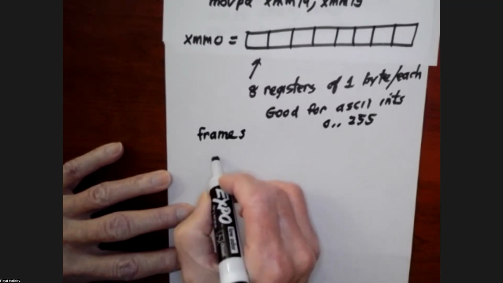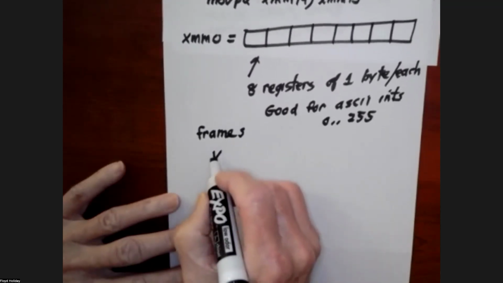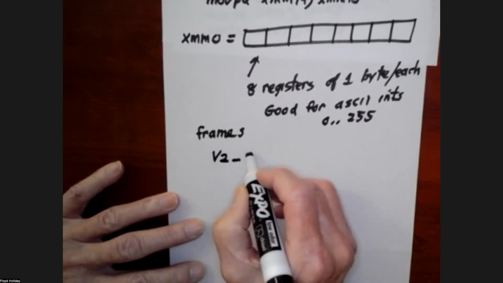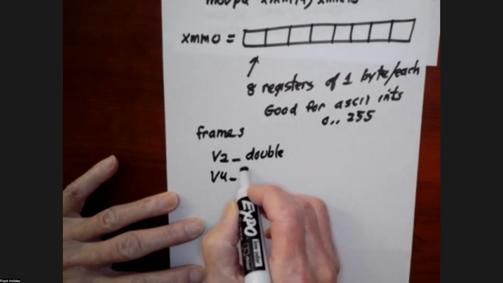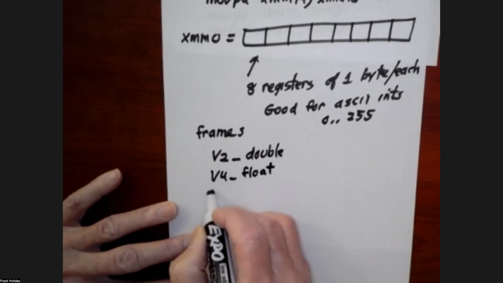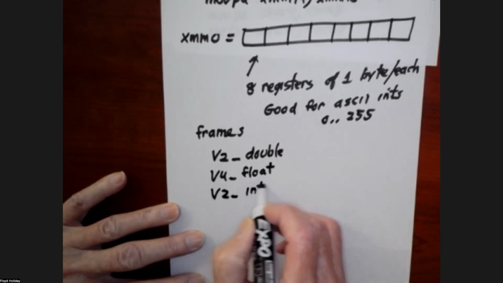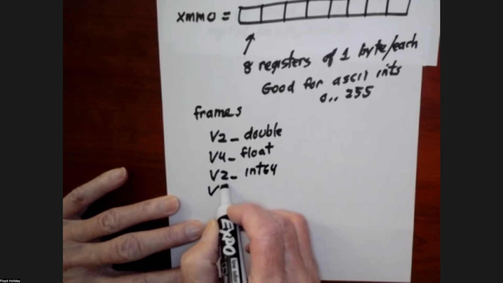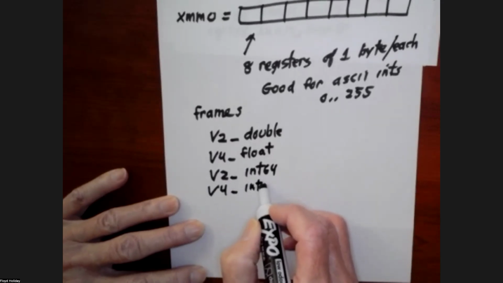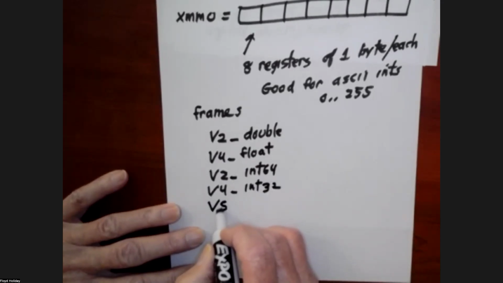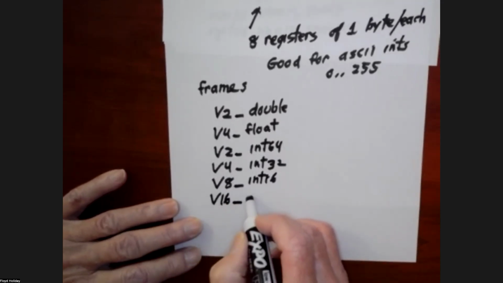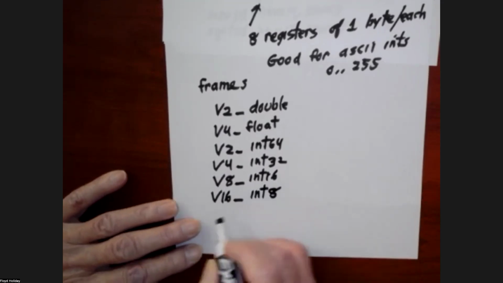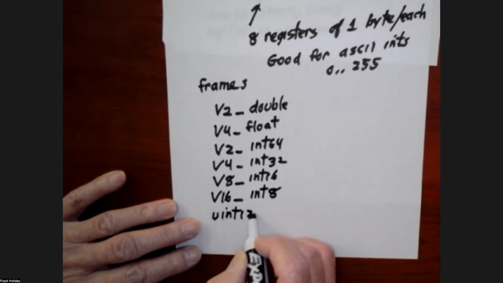Frames. These attached to XMM registers, and we'll see how it works. B2 double, B4 float, B2 int 64, B4 int 32, B8 int 16, B16 int 8, and a very unusual one, U int 128.